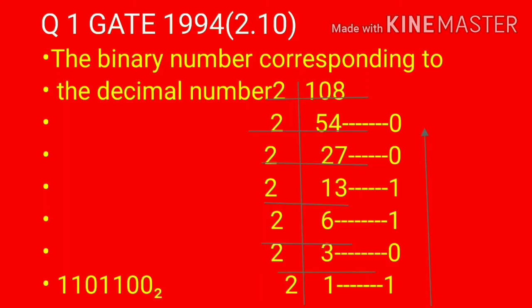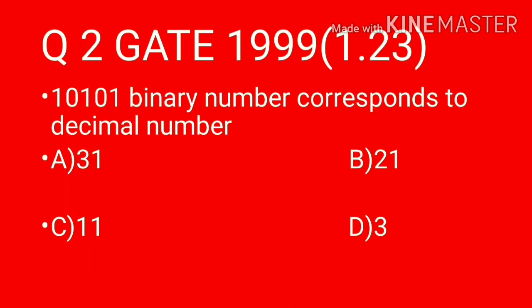Question number 1. The binary number corresponding to decimal number 108 is dash. First, consider the number 108. It is divided by 2, we get 54, remainder 0. Then 54 is divided by 2, 27, remainder 0. 27 is divided by 2, 13, remainder 1. 13 is divided by 2, 6, remainder 1. 6 is divided by 2, 3, remainder 0. 3 is divided by 2, we get 1, remainder 1. Therefore, the binary value is 1101100 base 2.